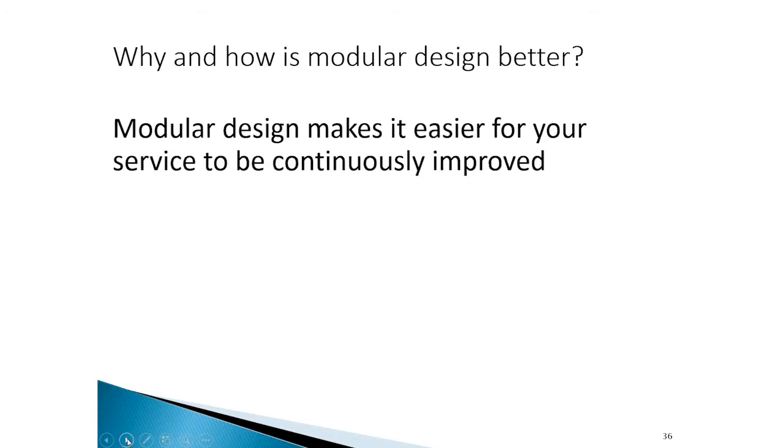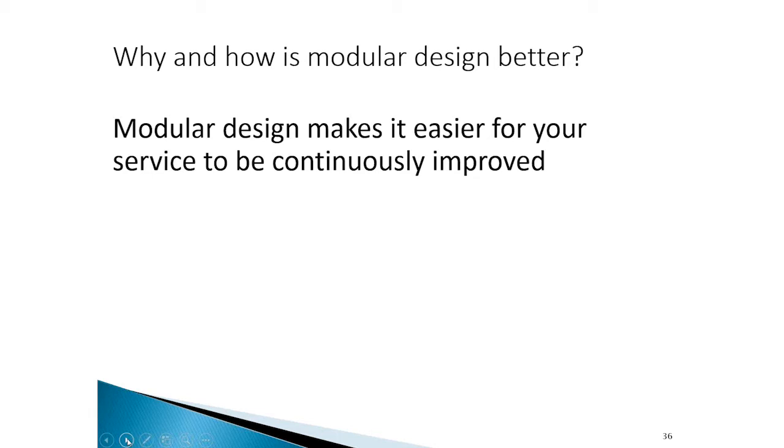The next point is that modular design makes it easier for your service to be continually improved. So when you have deconstructed, or when you think about all of the set of tasks and all of the services that your automated child welfare system needs to do, and you've started organizing them into larger scale modules, then you have the potential to say, there are a number of improvements that we would like to make to intake, or there are improvements that we would like to make to resource management or to data exchange.